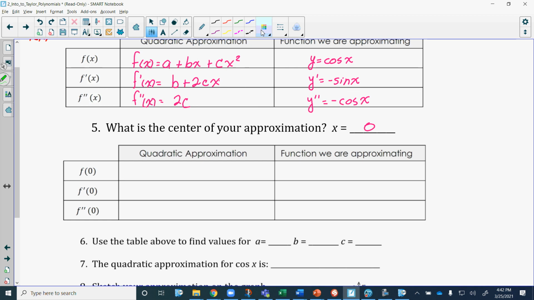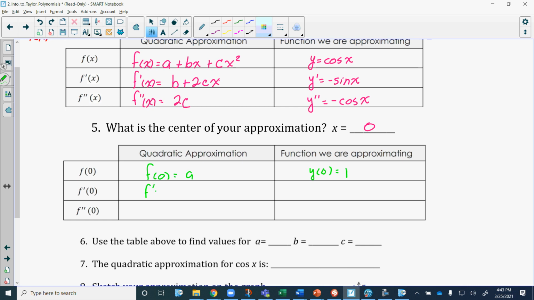Here, if I say f of 0, in the given function, well, b times 0 and c times 0 squared is just going to leave me with a. And if I do that with the given function y of 0, cosine of 0 is going to give me a 1.